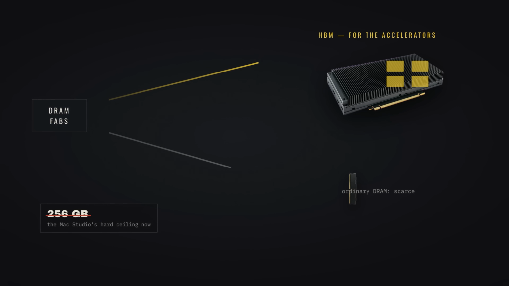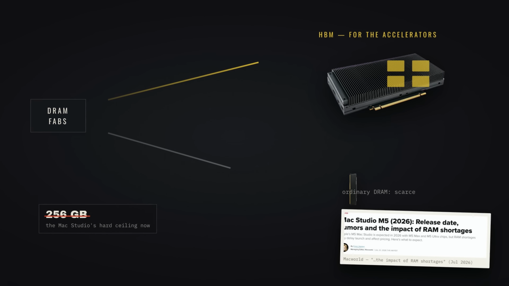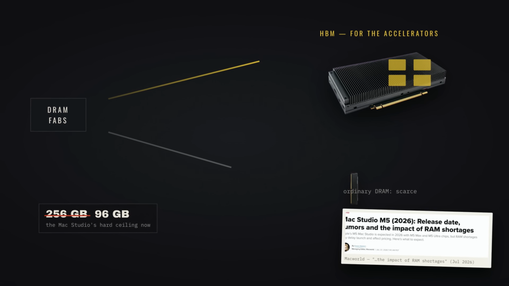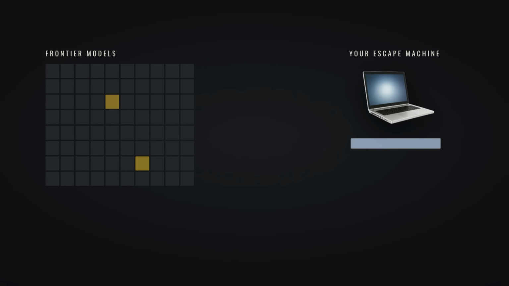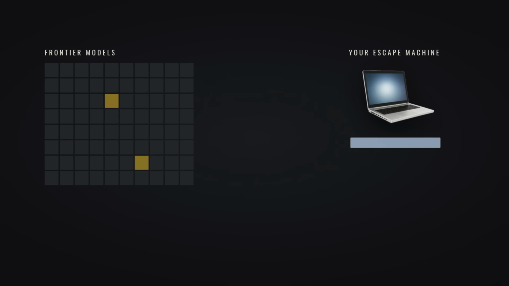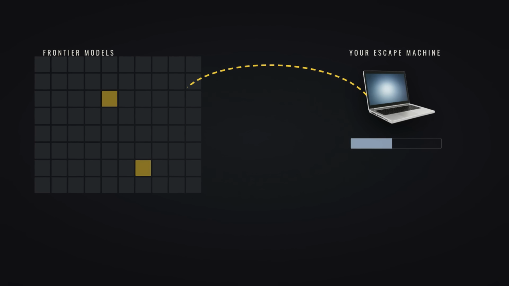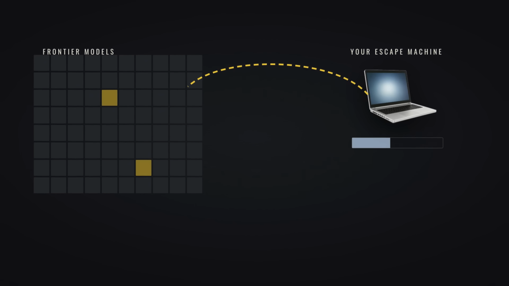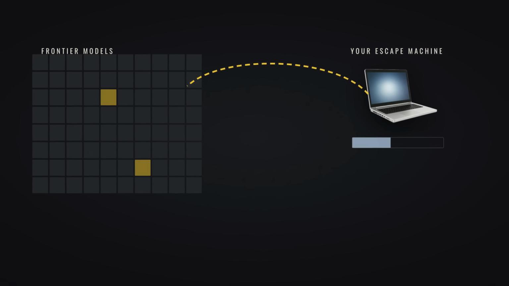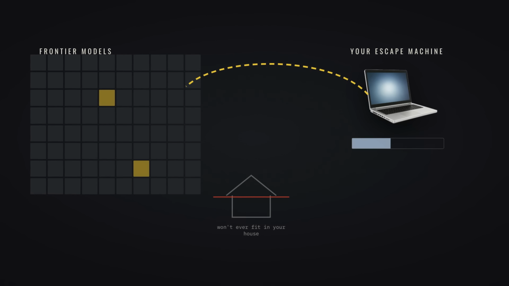So they pulled the 256 gigabyte option too, and the machine now stops at a hard ceiling of 96 gigabytes. Which means the exact same demand that makes frontier models bigger is literally taking the memory out of the machine you'd use to escape them. And the irony here is that the sparsity trick making the models cheap enough to serve suggests they probably won't ever fit in your house.